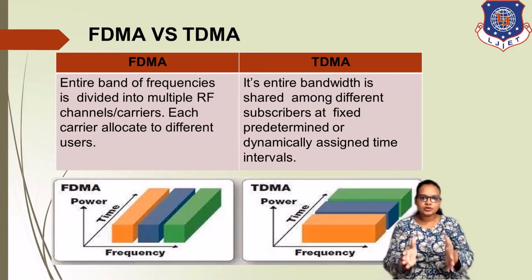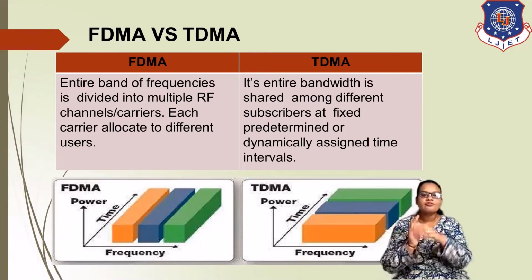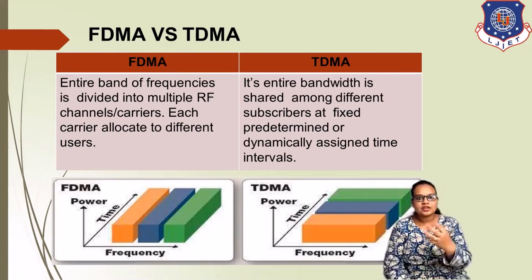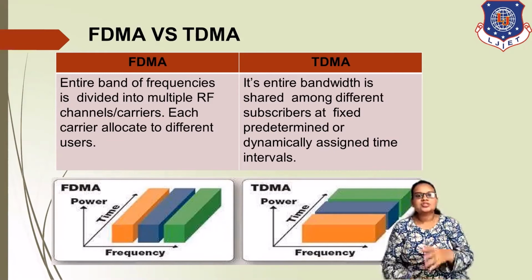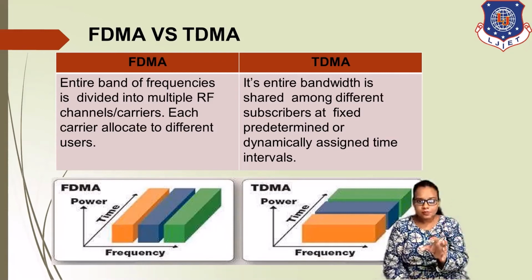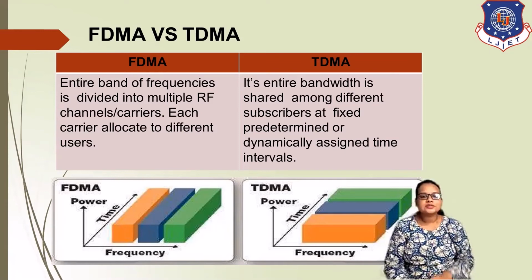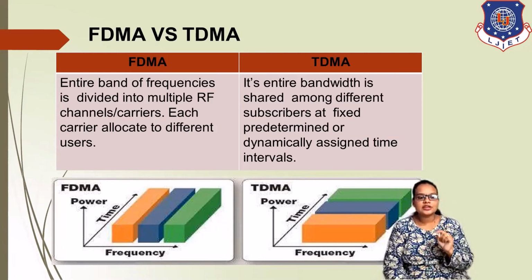That means the user will use the whole bandwidth for that particular time. So let's say if user B is transmitting right now, user B will use the whole bandwidth for transmitting as well as receiving purposes. So at that particular time, user A and user C, both users, have to wait for their time slots to come. Clear?